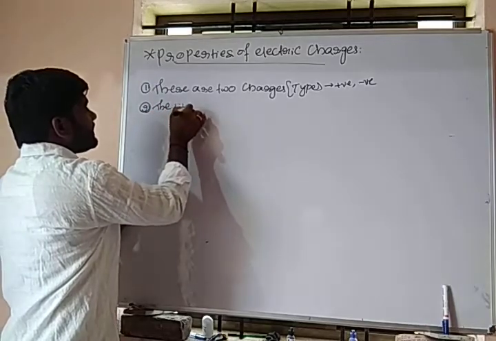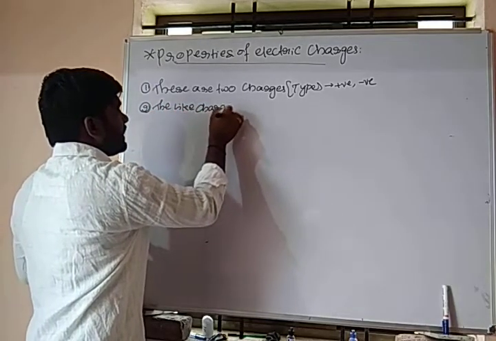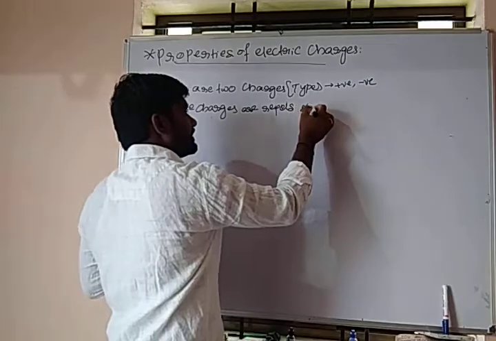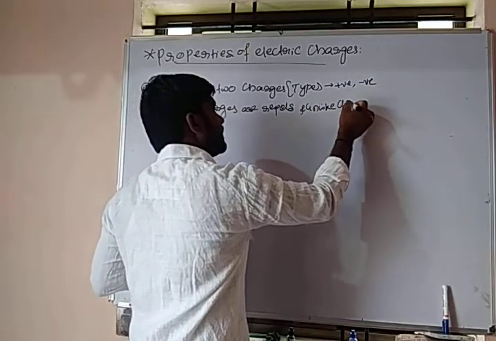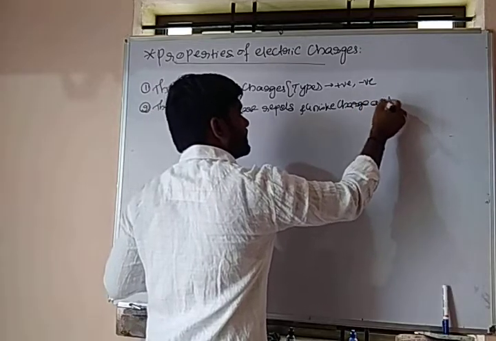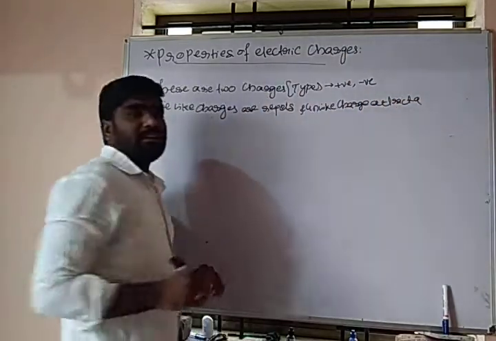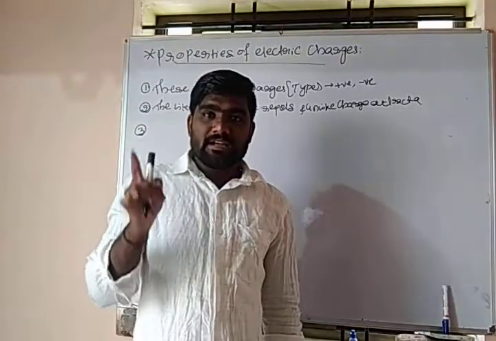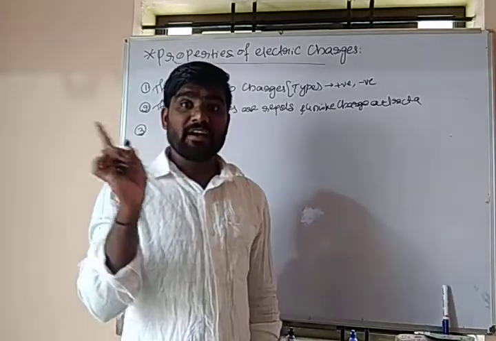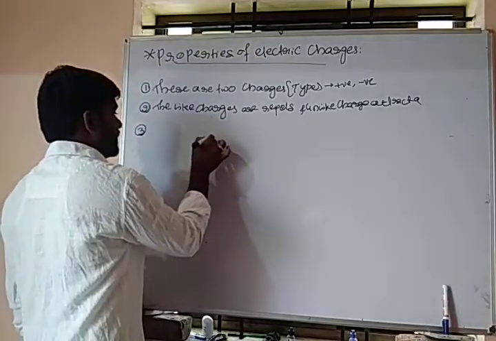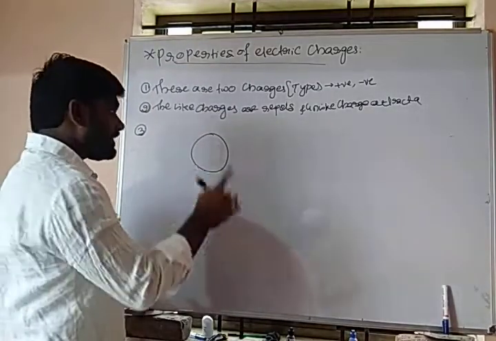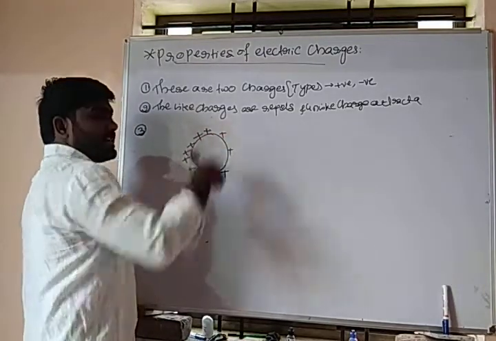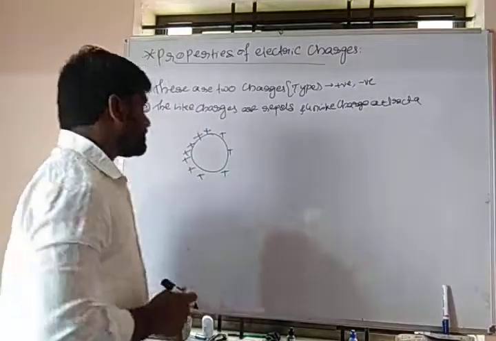Then the second one: like charges repel, and unlike charges attract each other. Then the third property is that the charges always reside on the surface of a conductor itself. If charges are there, all the charges reside on the surface of the conductor. These charges may not enter into the conductor.